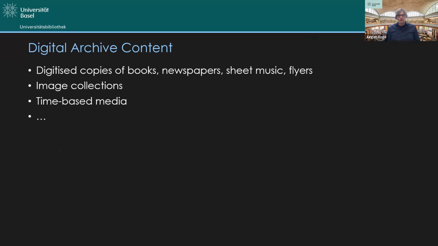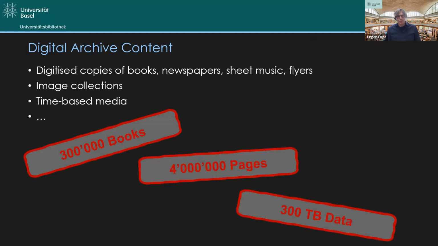So what archival content do we have? We have standard content, which is available at libraries: books, newspapers, sheet music, flyers, large image collections, some time-based media. And since I'm talking about books, we have about 300,000 digitized books, 4 million pages, and the books have about 300 terabytes of data.